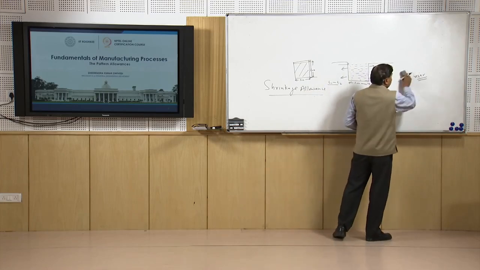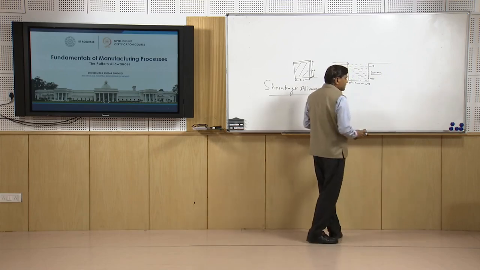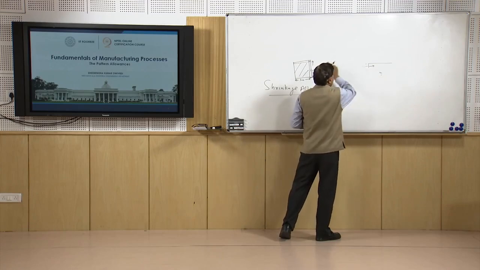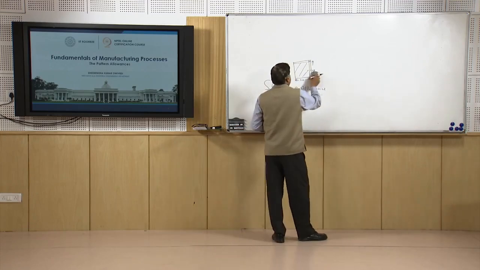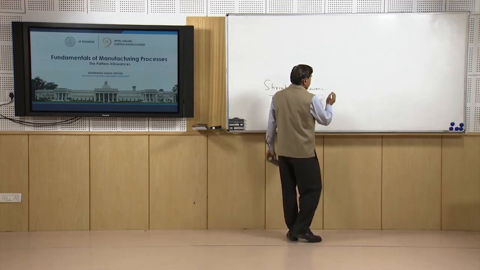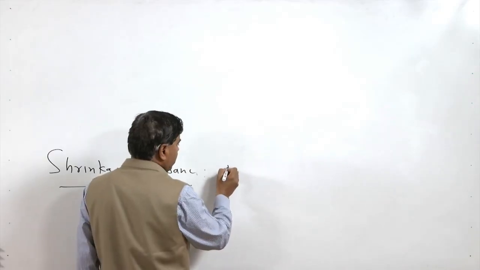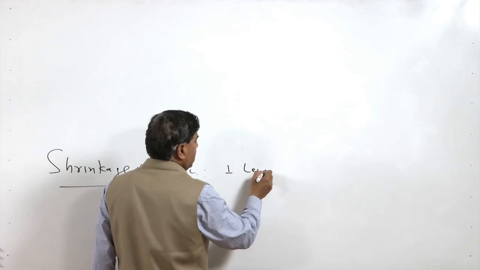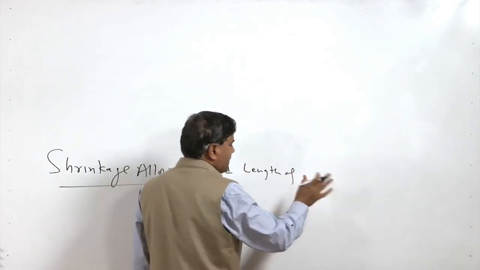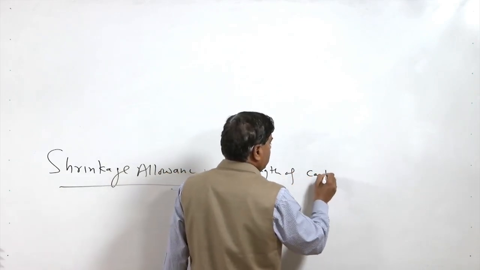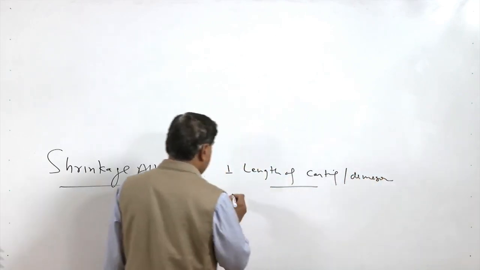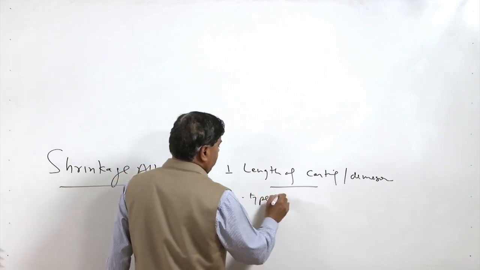So, the final amount of shrinkage which occurs after reduction in temperature from solidification to room temperature will depend upon certain factors. One is the length or size of the casting, that particular dimension which is being considered, and the second is the type of metal.